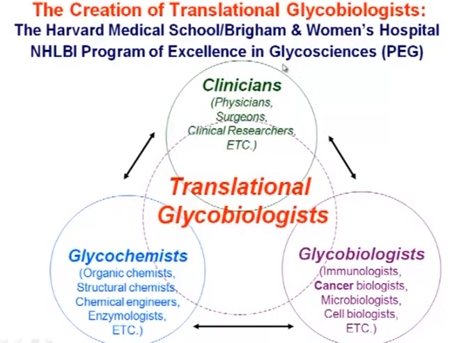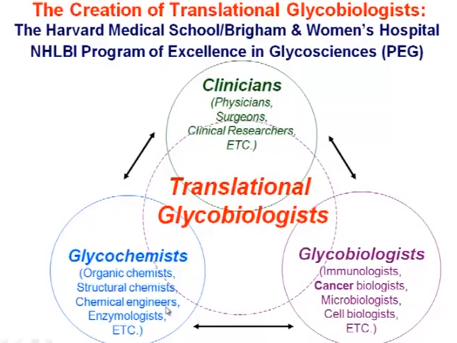If you look here at these Venn diagrams, at the top are clinicians, physicians, surgeons, clinical researchers, etc. These individuals lack the informational basis of carbohydrates, of glycoscience, and the speed of medicine, in truth, is so rapid these days that it would not be possible for a clinician to literally understand glycoscience without the possibility of entering into a laboratory to get into the basic sciences.